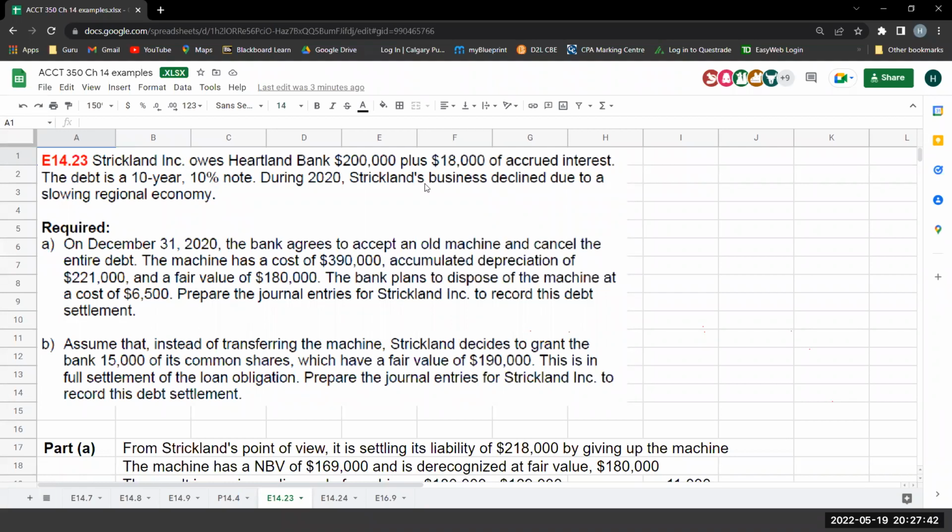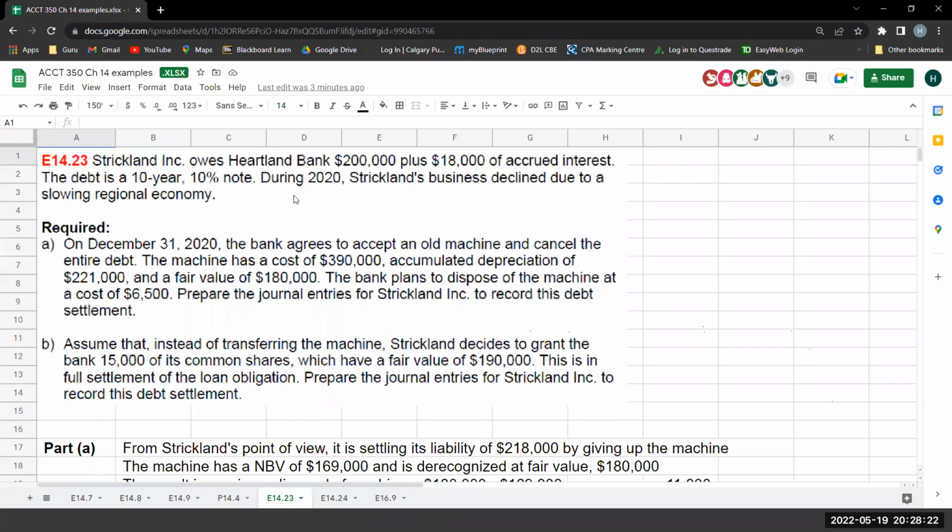In 2020, Strickland's business declined due to a slowing regional economy. And how prescient is that, right? I think this particular edition came out in 2019, and I doubt very much that the authors of this book could have predicted COVID, but COVID did hit and hit badly. A lot of businesses were impacted. And so, on that somber note, Strickland's business slowed down.